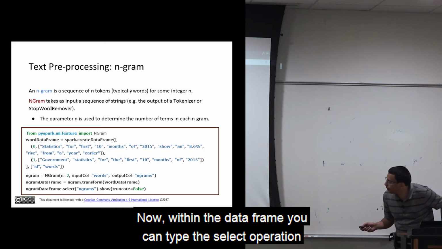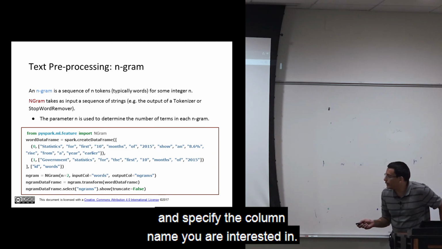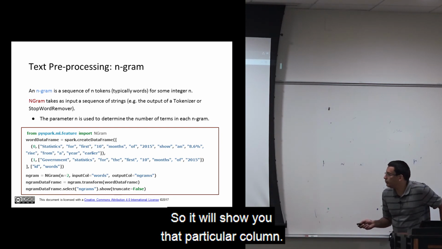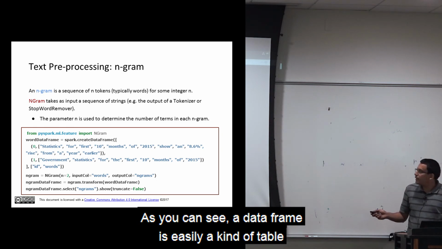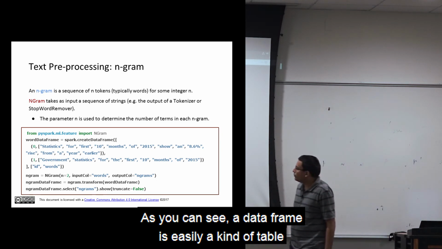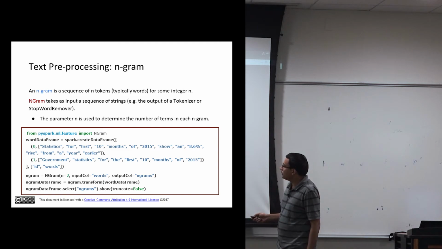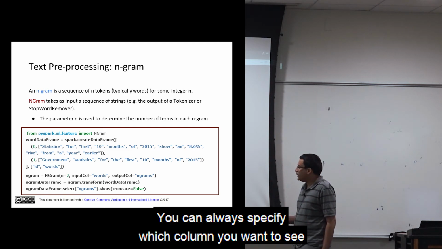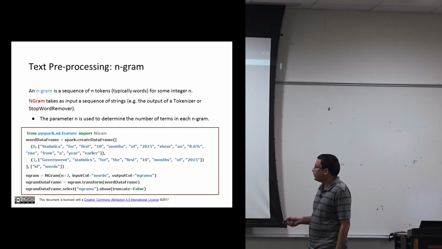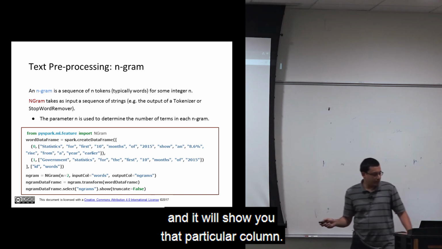Now within the data frame you can type the select operation and specify the column name you are interested in. So it will show you that particular column. As you can see, a data frame is usually a kind of table where you have multiple columns. You can always specify which column you want to see, and it will show you that particular column.